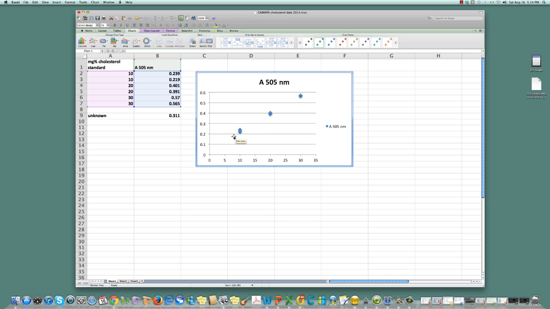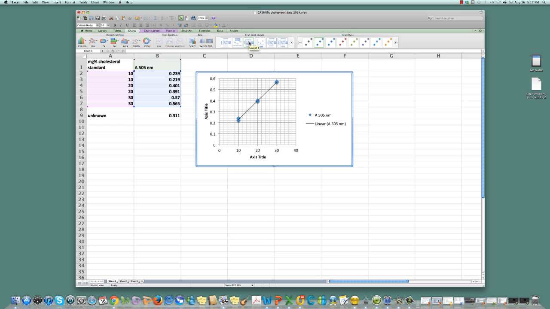It's generated this graph where along the x-axis we have milligram percent cholesterol. Along the y-axis we have absorbance at 505 nanometers. Now we can change all of this. There are various quick chart layouts available here. If you click on them, so this one for example, it's given us a box to put in titles, so we can put in here milligram percent cholesterol, and here we can put in absorbance at 505 nanometers. And you can see that it's plotted our points.